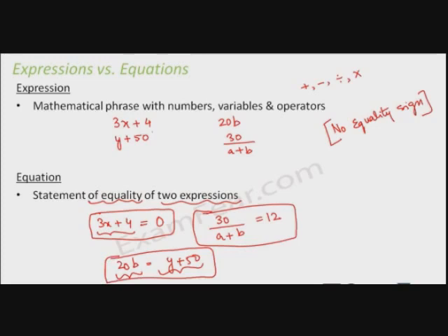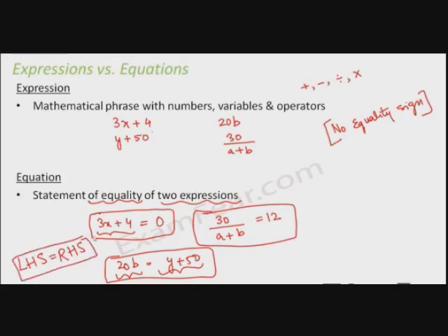And in any equation, do you know what is the purpose of this equality sign? This equality sign tells us that whatever we have on the left hand side is equal to whatever we have on the right hand side. So basically this tells us that LHS has to be equal to RHS.